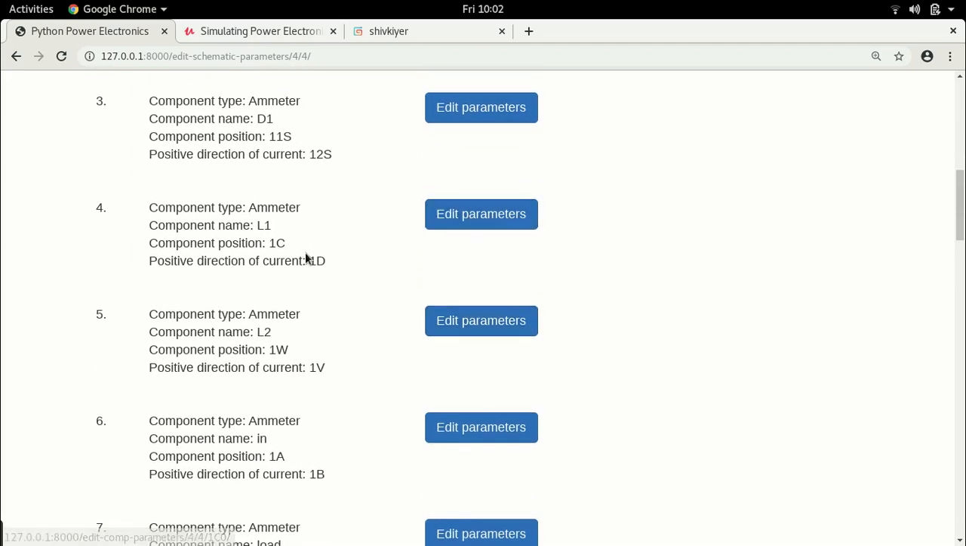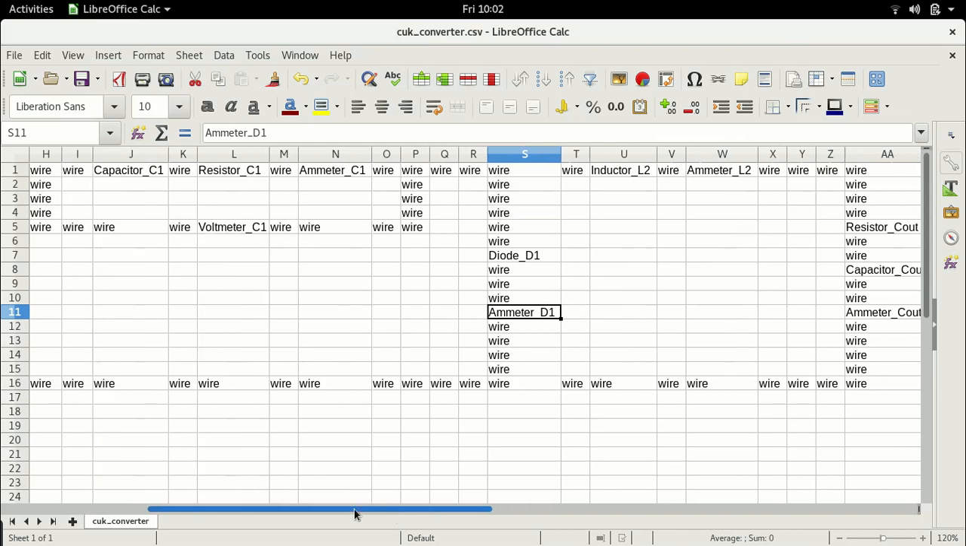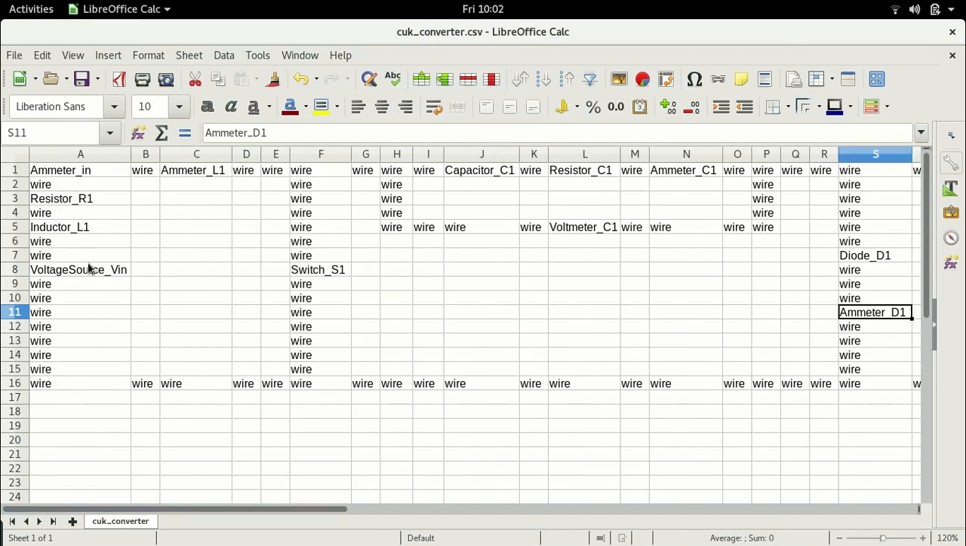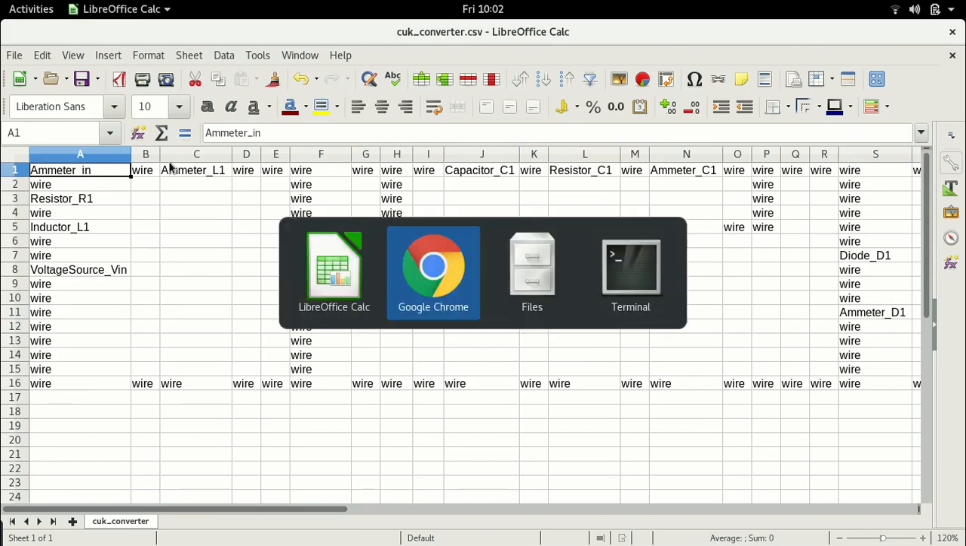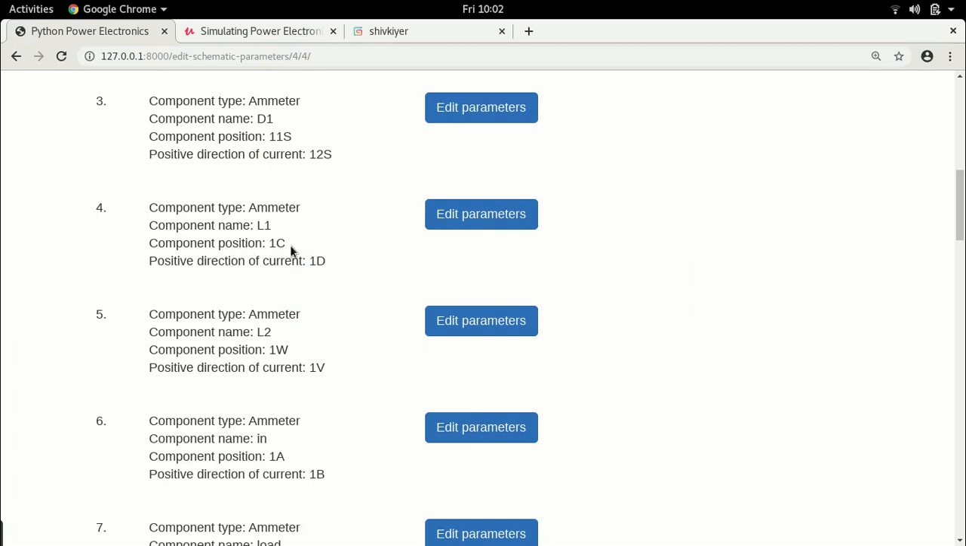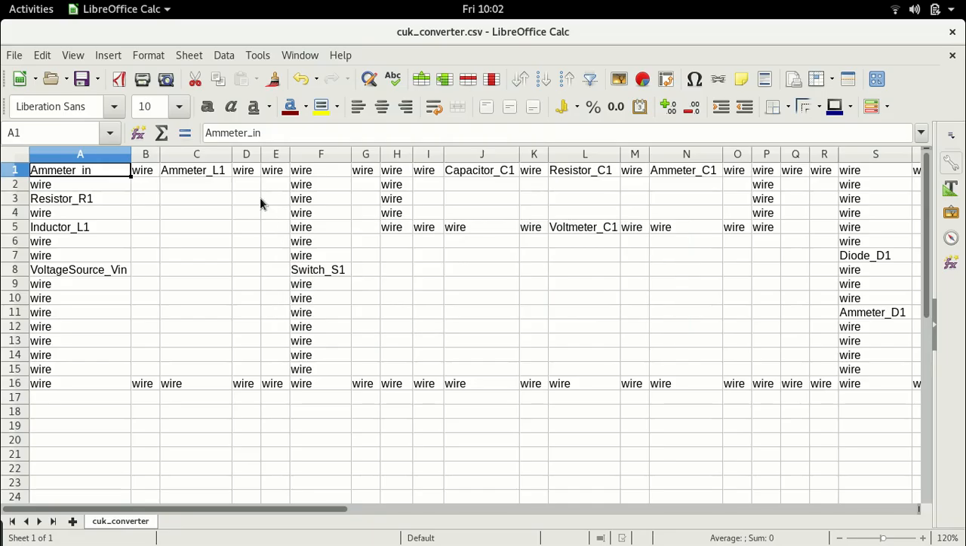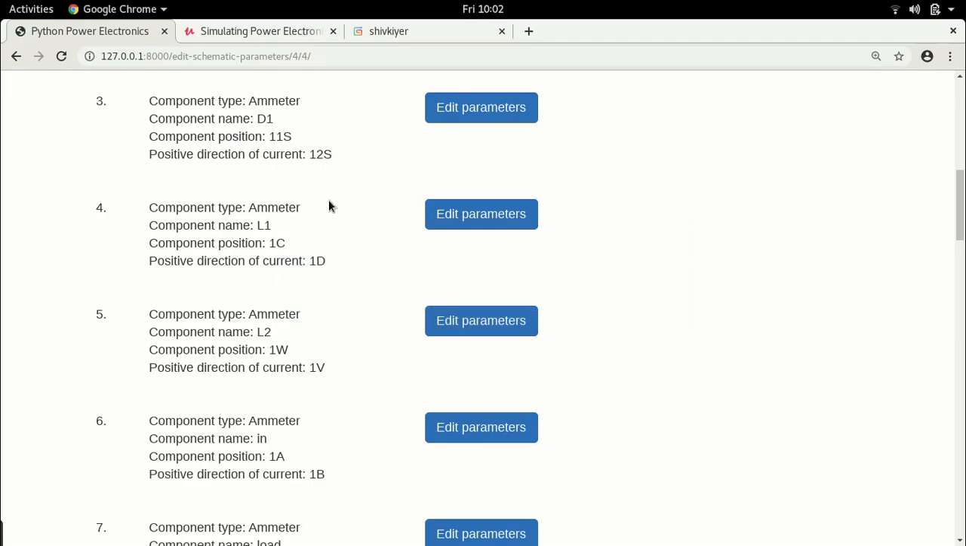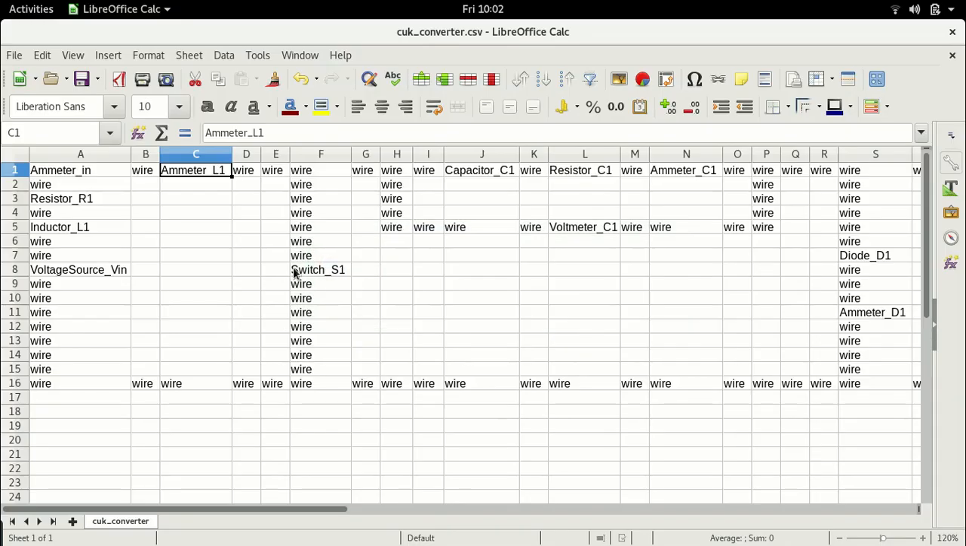So now that D1 is done, let's look at L1. L1 is pretty simple. L1 is here. We know already that the current is going to flow in the clockwise direction, and that means this ammeter, the positive direction is towards the right. So we have, oh sorry, not L1, it is this L1. So it's 1C, again it's also towards the right. Actually we can delete one of them, but doesn't really matter. We can leave it as it is because it's 1C and the positive direction is 1D, which is towards the right.